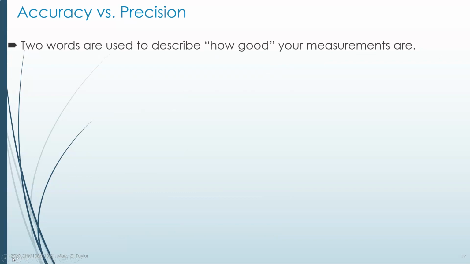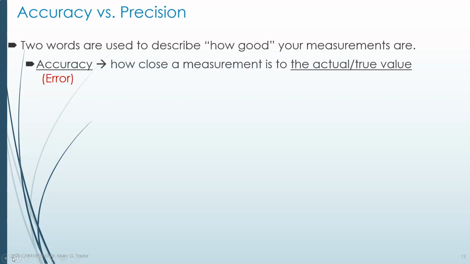So in terms of looking at measurements, we have two words to describe this. And in English, frequently these words are confused with one another, but in science they have very distinct definitions and do not mean the same thing. They tell us how good the measurements are. The first one is accuracy. This is how close a measurement is to the actual value, the true value.